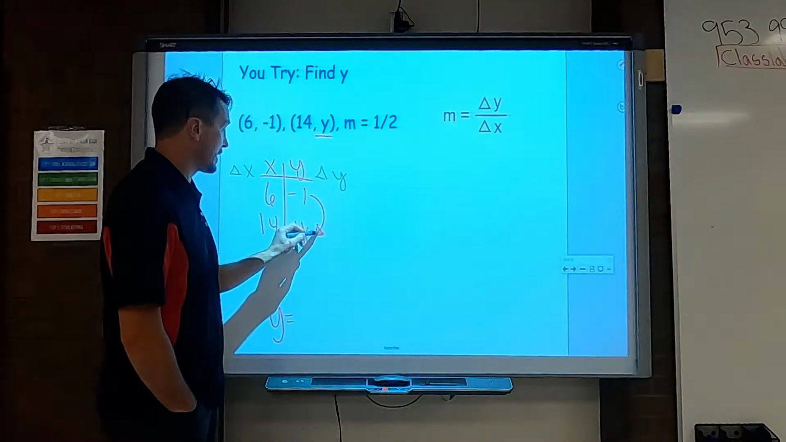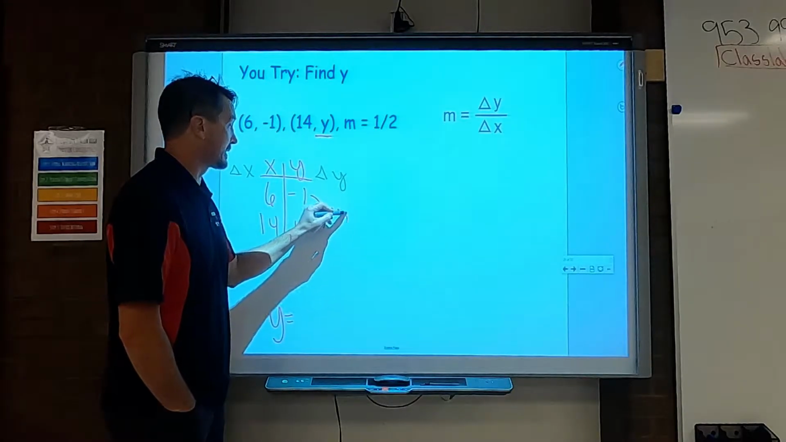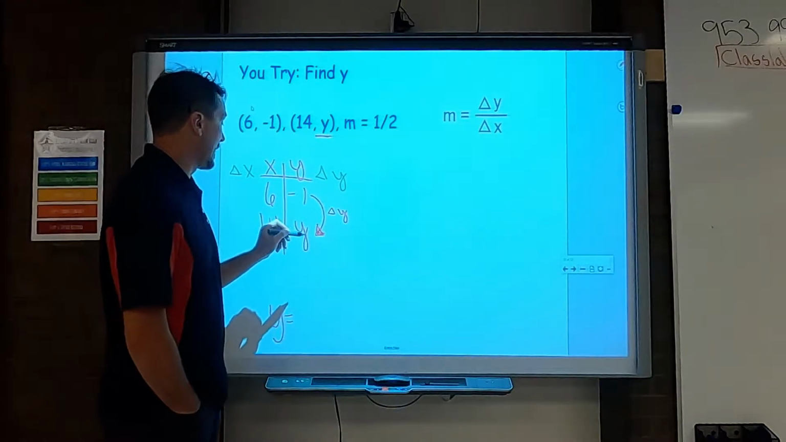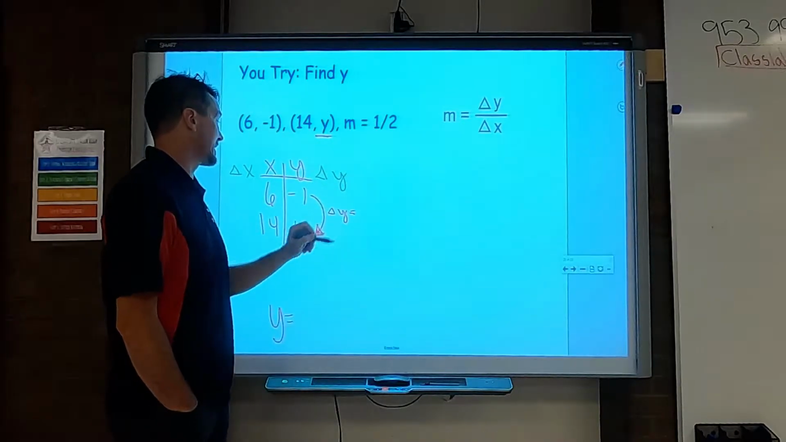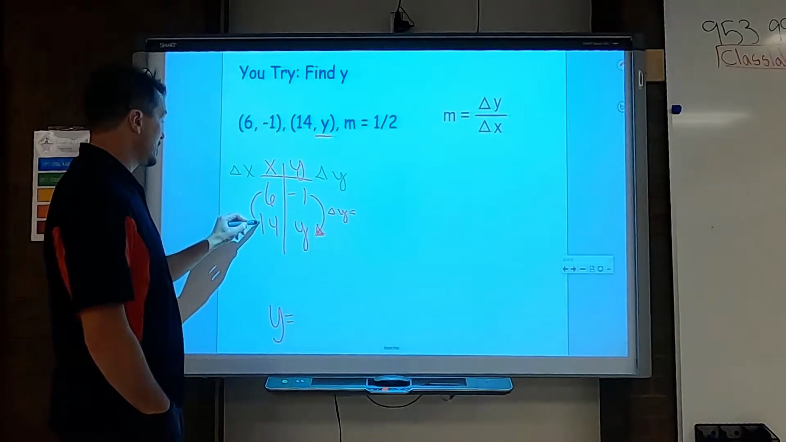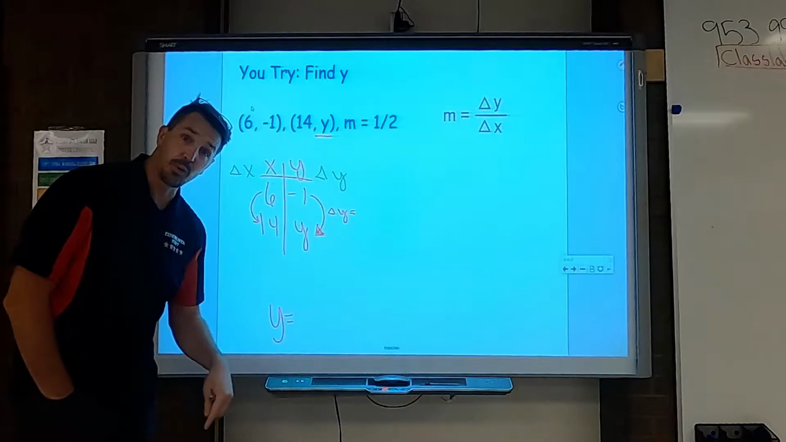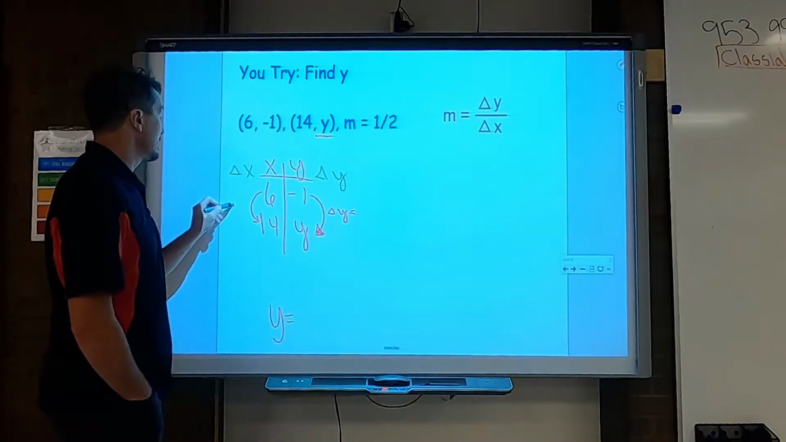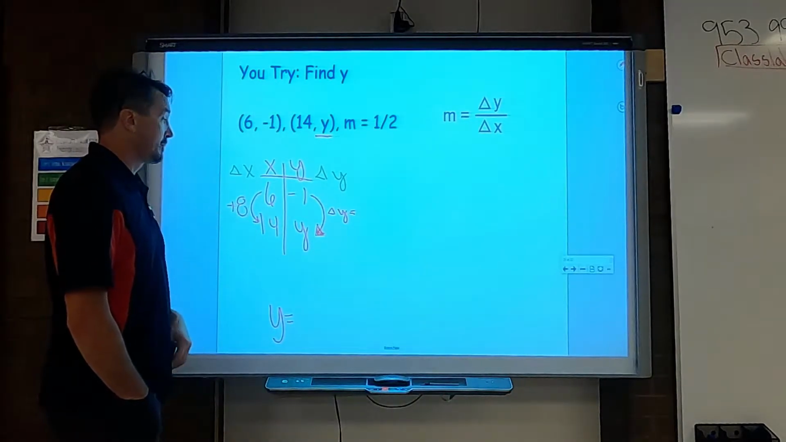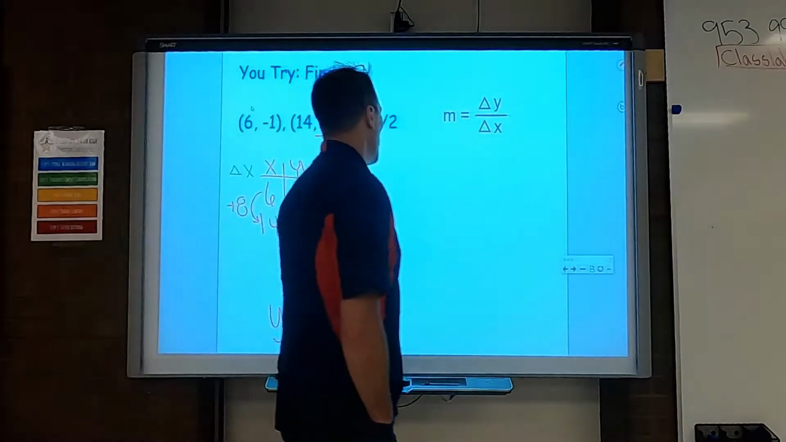So we're just going to call this change in y because I don't know what that is. I'm going to find out what that has to equal in a second. But over here, to get the change in x, I just say what's from 6 to 14 is increasing by 8. So it's plus 8, right? So now, you say, well, how does that help me?